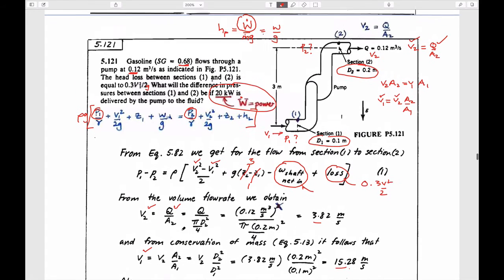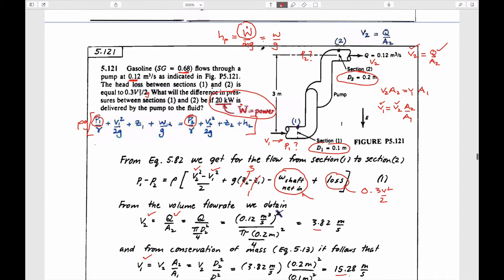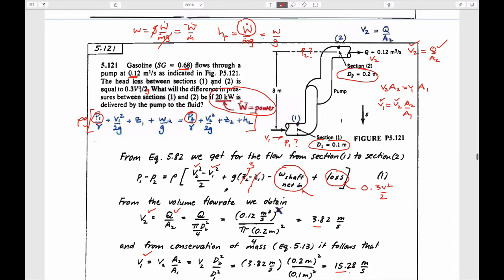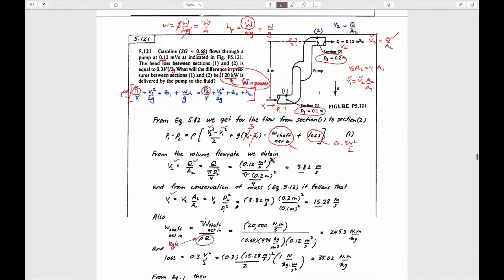If we know that these are equivalent to each other, we can rearrange this equation so that lowercase w is equal to g times uppercase W over mass flow rate and g, which is exactly what you have written down here. So lowercase w is equal to power divided by mass flow rate.